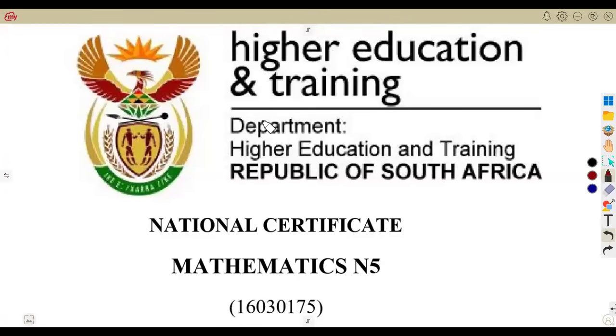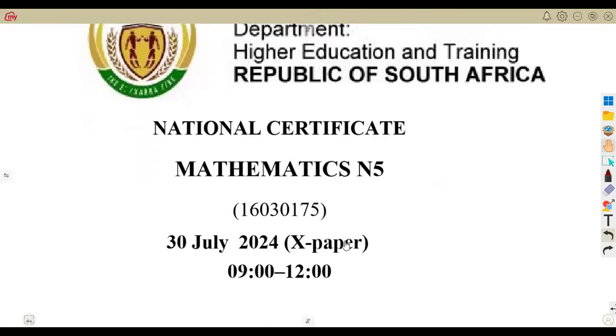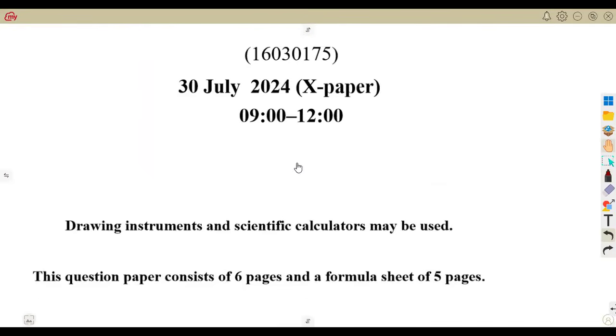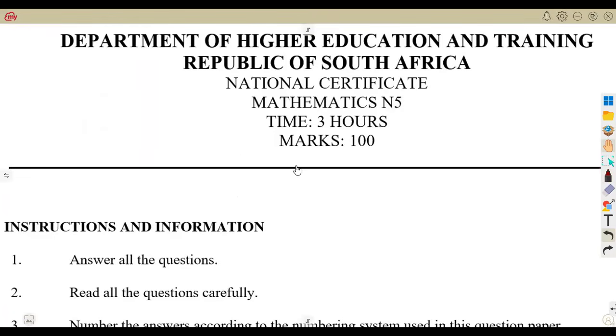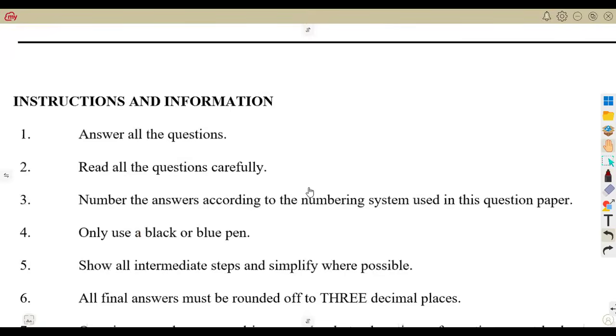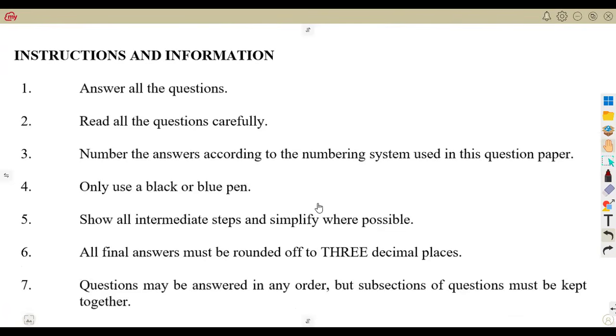So in this class, we are going to consider our revision of our Mathematics N5, as we consider the full paper, which was written on 30 July 2024, which is part of our August examinations. So we are not going to waste much time, guys, as we can see. Make sure that you go through your instructions.